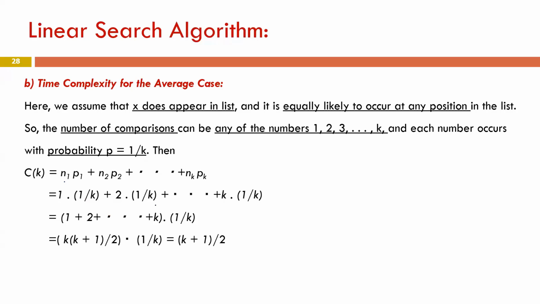Since we assume that it has the same probability to be at any position, we can take 1 over k as a common factor. The sum of the first k integers, this is known, we'll study it in chapter 6. It's k(k+1)/2, times 1 over k. So this is the time complexity, (k+1)/2. So about half the time, the average case compared to k, the worst case.